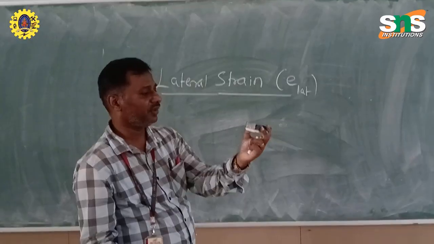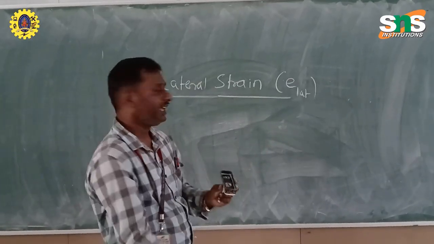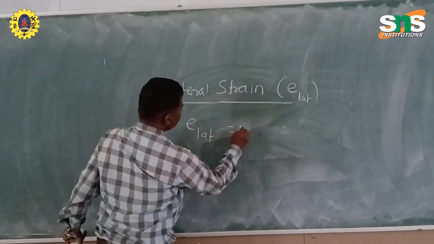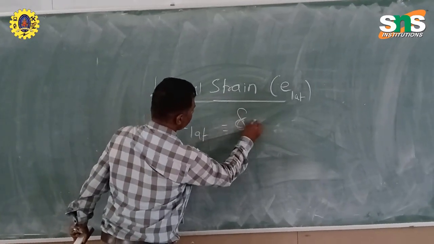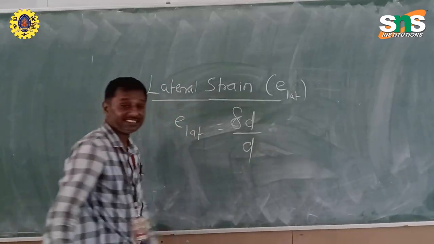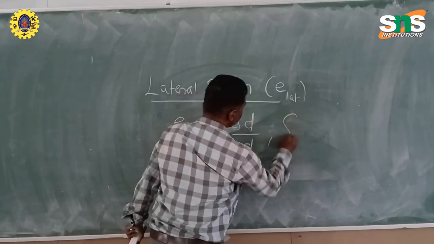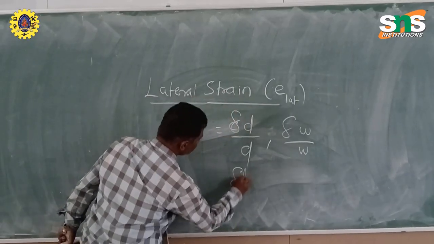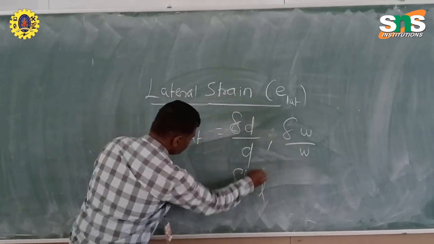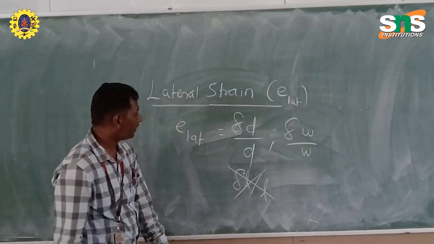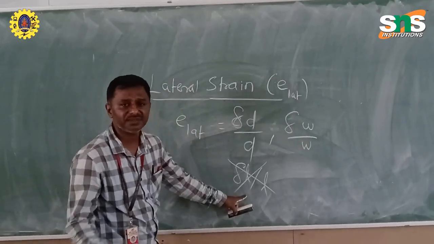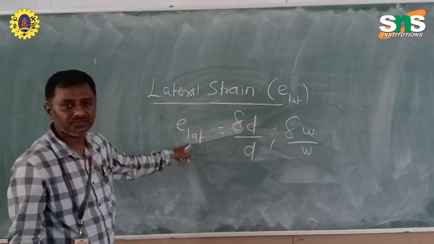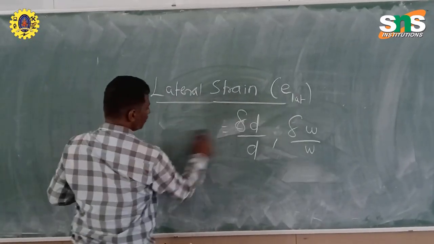Otherwise, we can use the thickness. So we use e lateral as the change in dimension. Here we use the change in diameter to the original diameter, or the change in width to the original width, like that we can take. But if you take the change in length to the original length, this is wrong for lateral strain. This is for the longitudinal strain or simple strain. Here also it is a strain, so the unit is no unit. Then we can go on to another terminology.